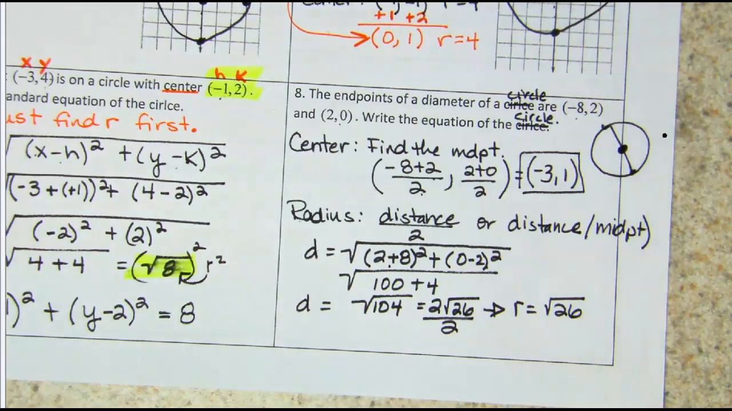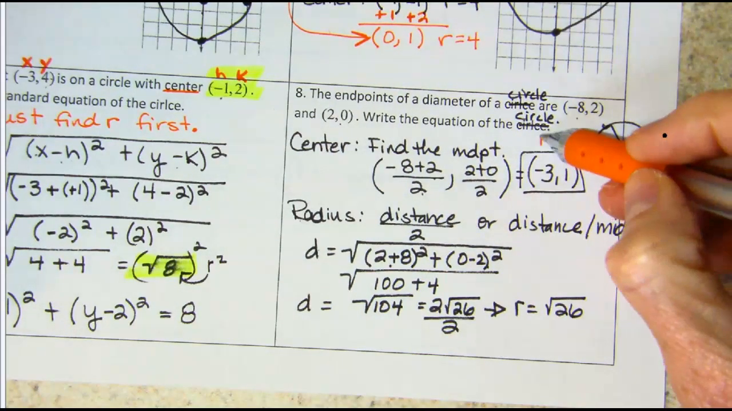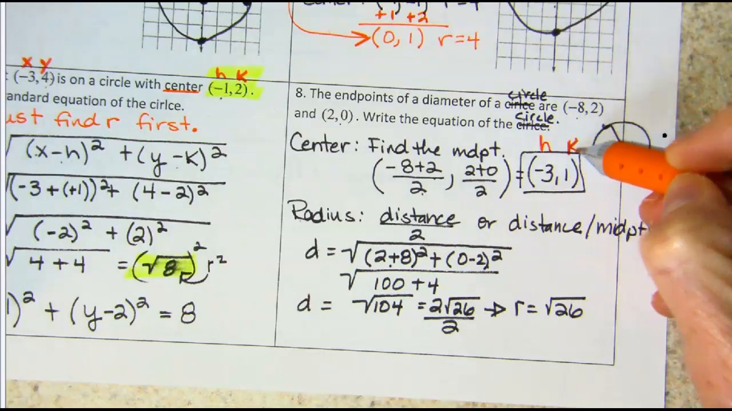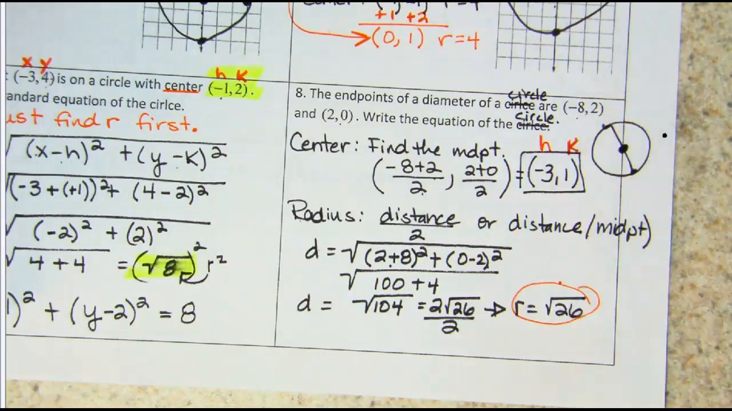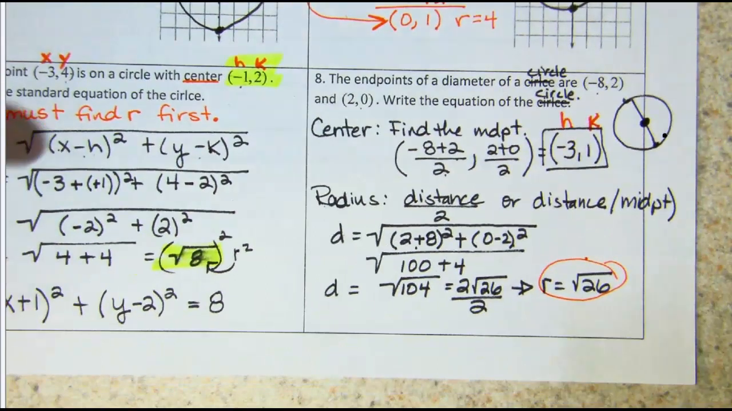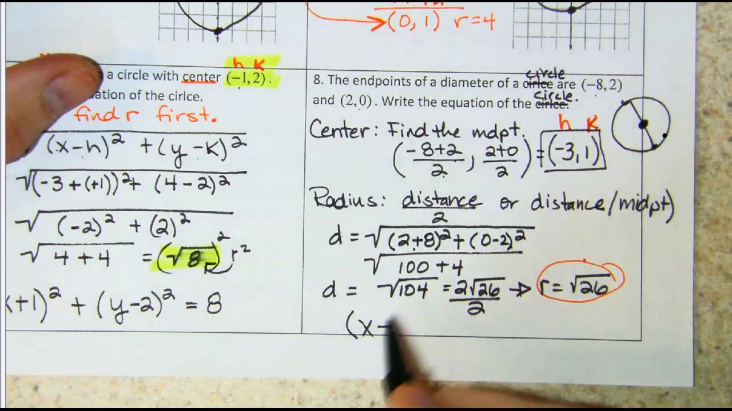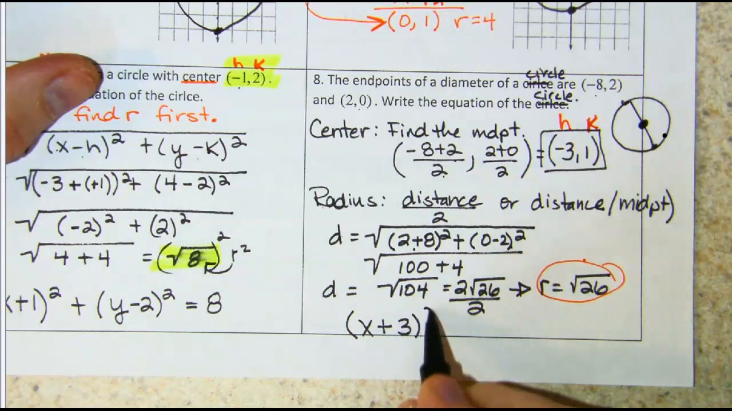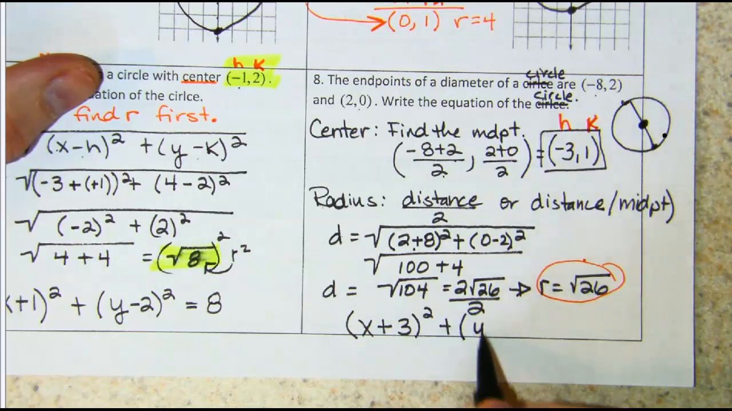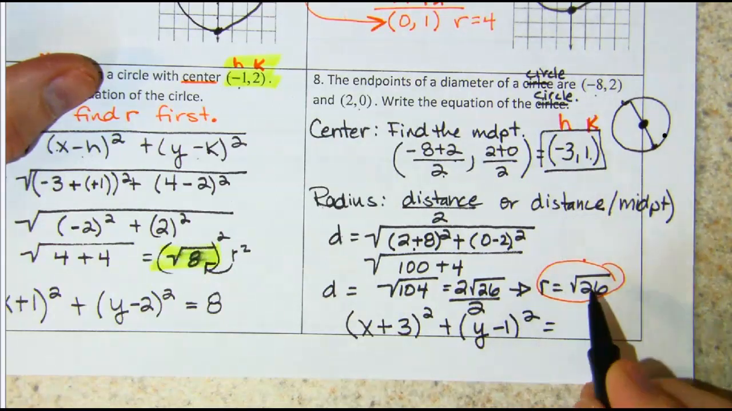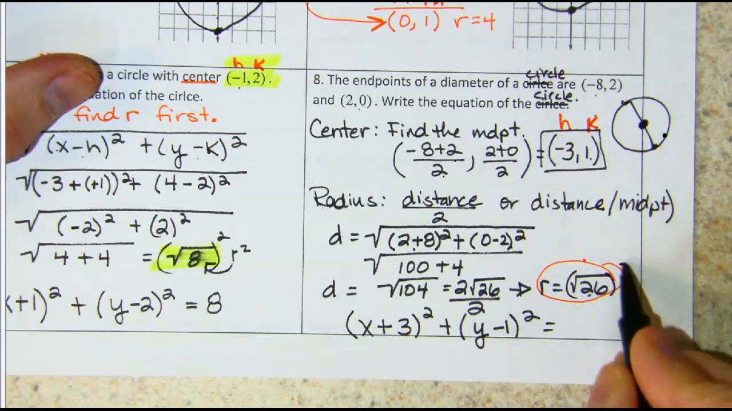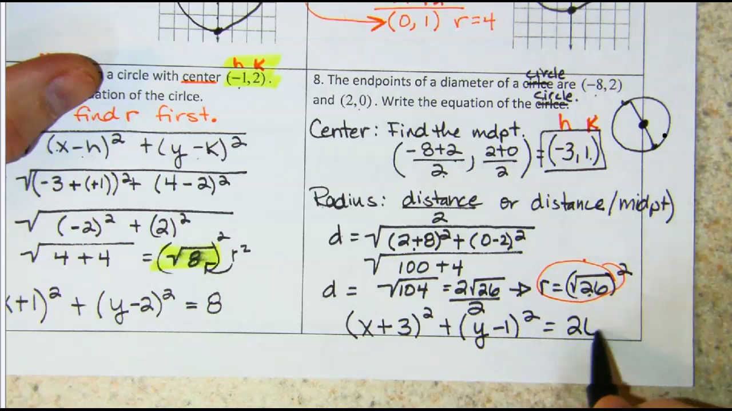Now, here we have everything we need. We have an h, we have a k, and we have the r. So now we plug into our formula. So the formula will be x subtract the -3, so plus 3 squared, plus y subtract the k, which is 1 squared, equals radius squared. If I square that, that is just going to be 26.